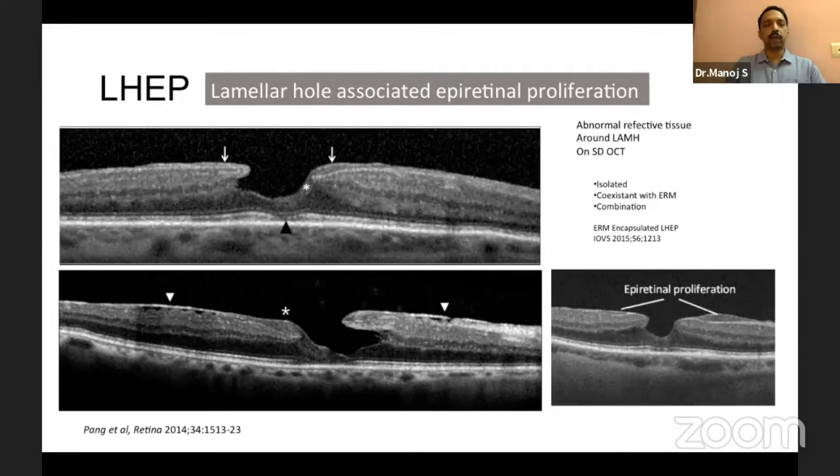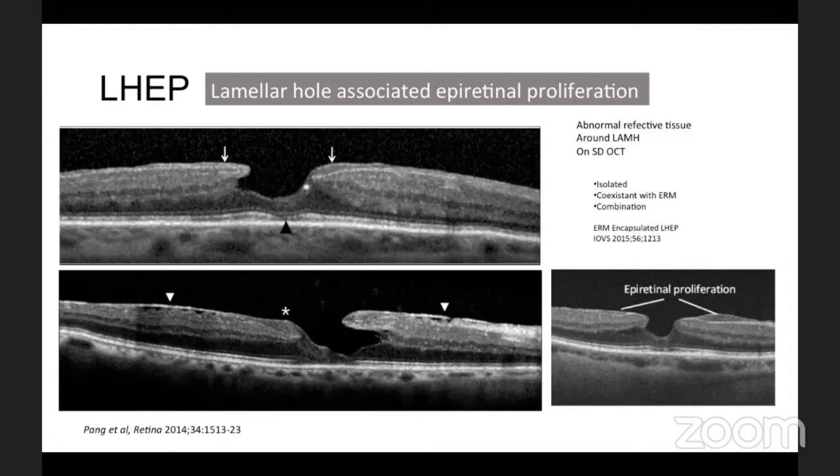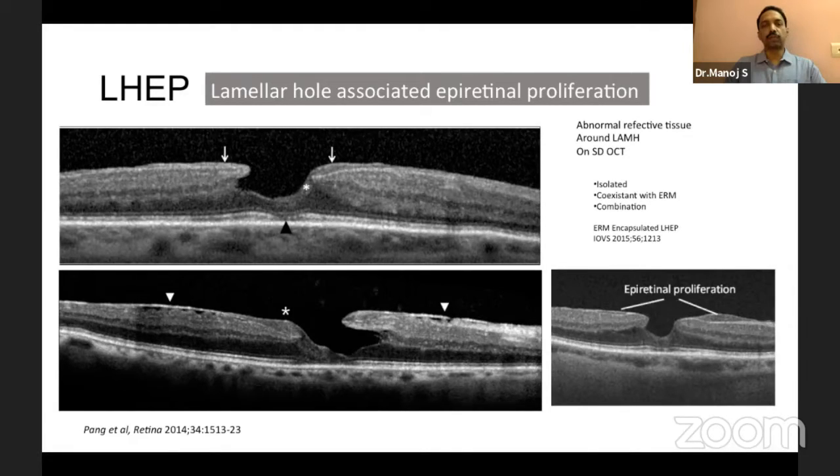Now, this was described by Pang et al. in the year 2014. This refers to the presence of an abnormal reflective tissue on the retinal surface around lamellar macular holes. They're characteristically seen on spectral domain OCT.